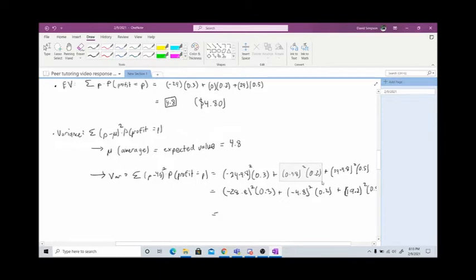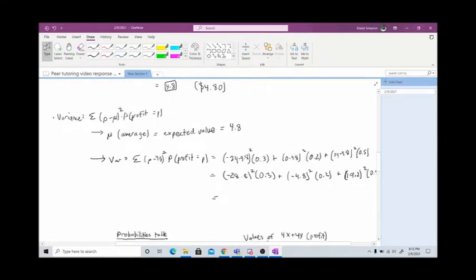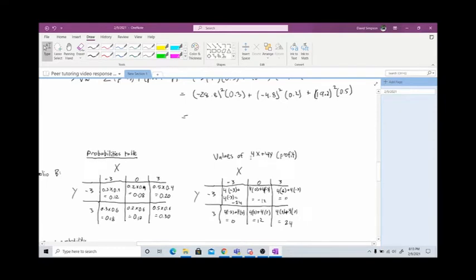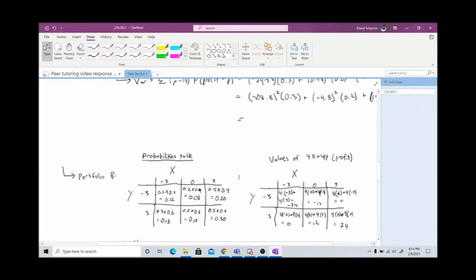This one is 0 minus 4.8 squared times 0.2. And this one is 24. This is the luckiest case. If you get P of 24, we're going to take 24 minus 4.8 squared, multiply that by its probability of 0.5. And then you can simplify that. I didn't write it out because, again, it's not the same numbers, and I didn't feel like taking out my calculator. But that is the process.